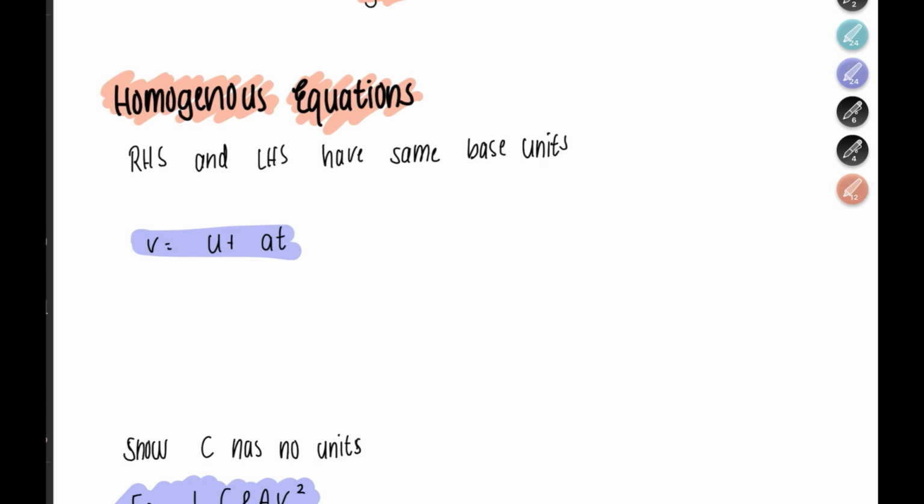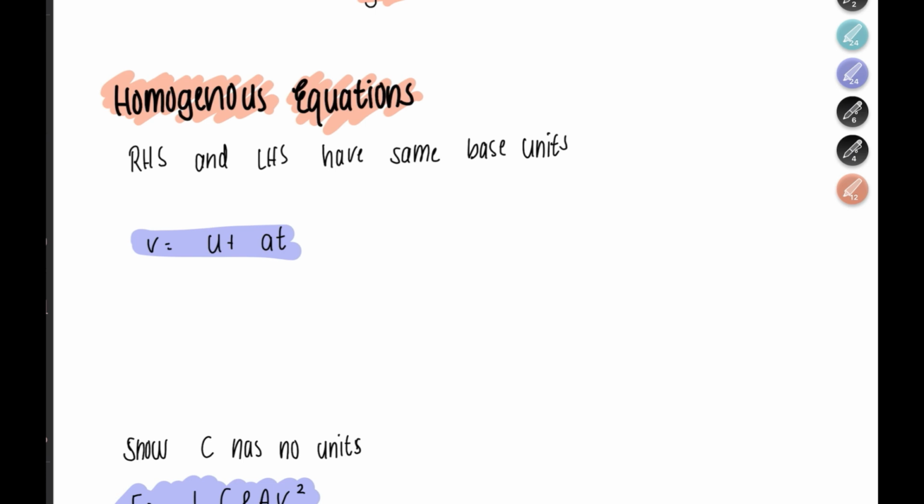Alright, now we'll discuss homogeneous equations, okay? Homogeneous equations, or balanced equations, state that the right hand side and the left hand side have the same base units. It would be mathematically incorrect if you have an equal sign and the terms on each of these sides are not the same. So we will say that our equations are homogeneous if they have the same units.